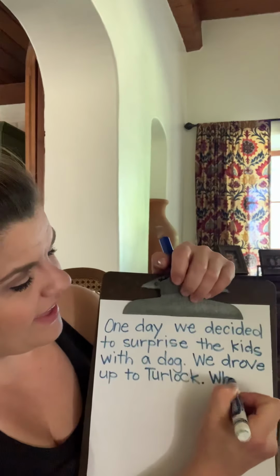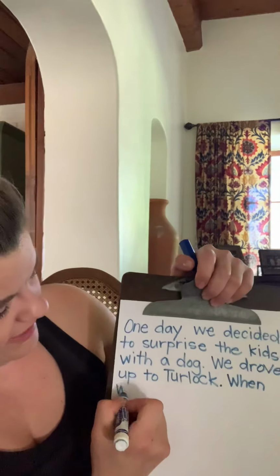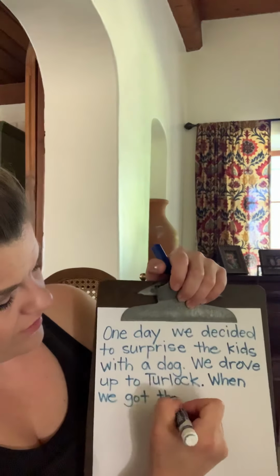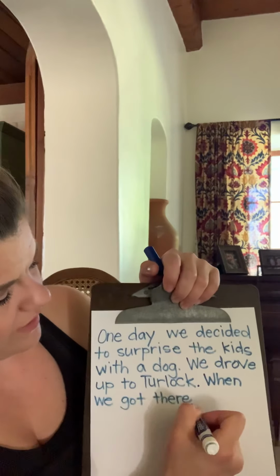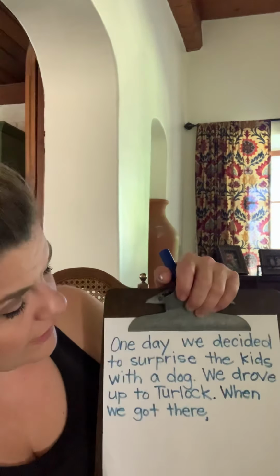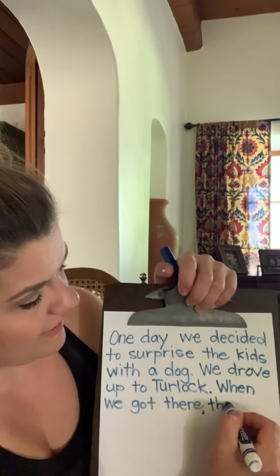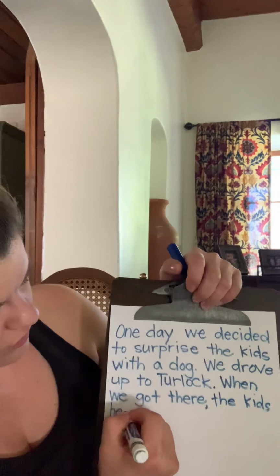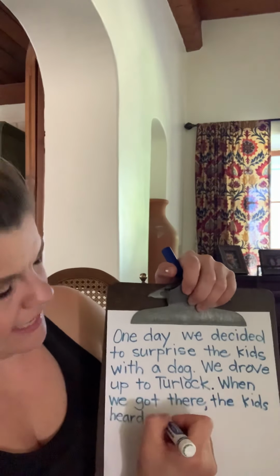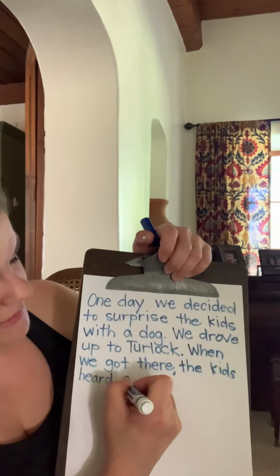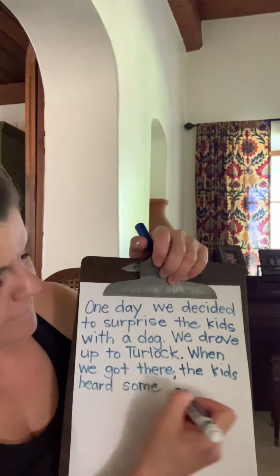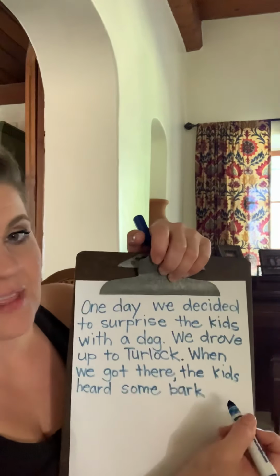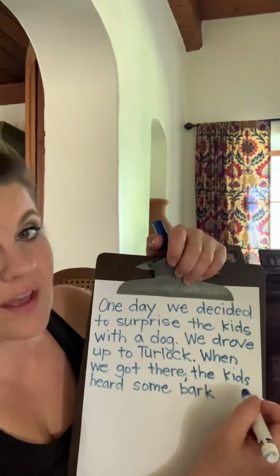So when we got there, comma is like a little pause. When we got there, the kids heard some. Now, some is just like come. Some barking. Bark. Oh, then ing. It's that ing, ang, ong, ung.